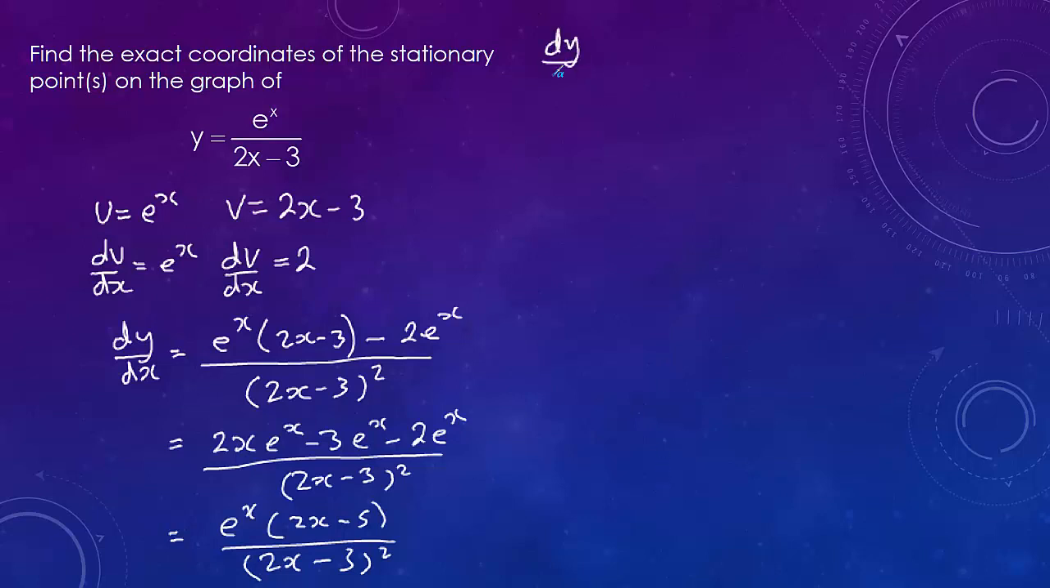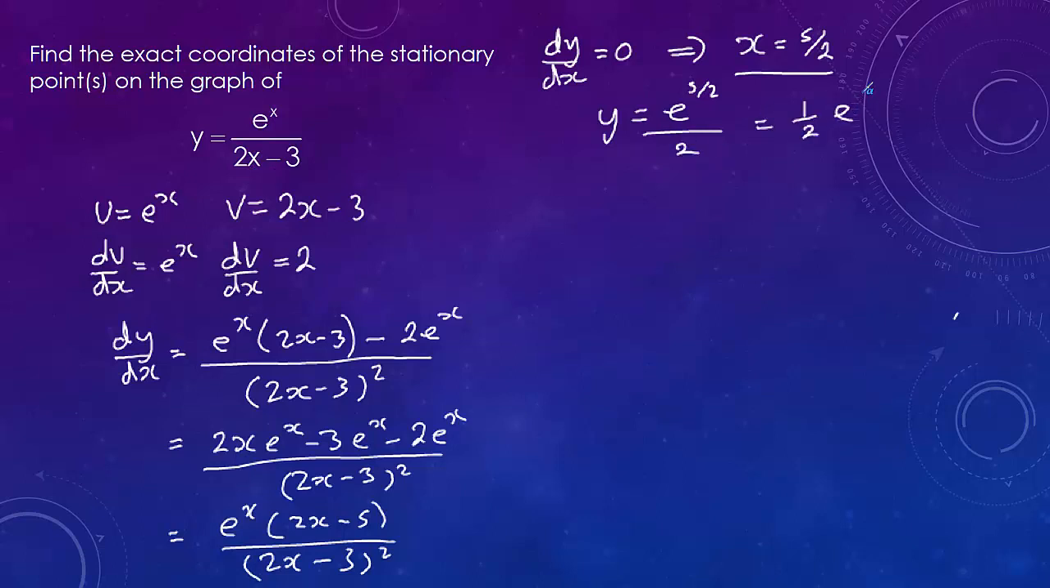Now, dy/dx equal to 0 can only happen if the numerator is 0. e to the x can't be 0, so 2x minus 5 must be 0, giving us x is 5 over 2. If x is 5 over 2, then y is going to be e to the 5 over 2 divided by 5 take away 3, which is 2. So it's going to be a half e to the 5 over 2.